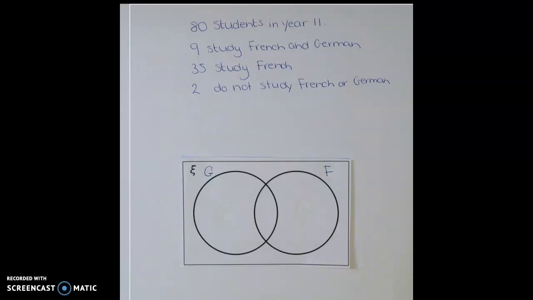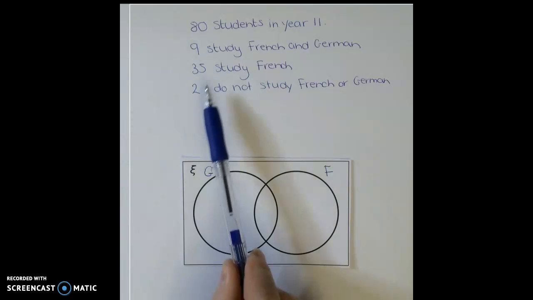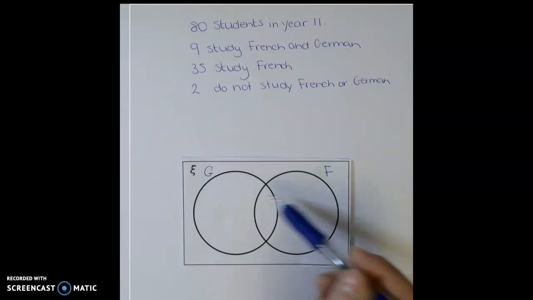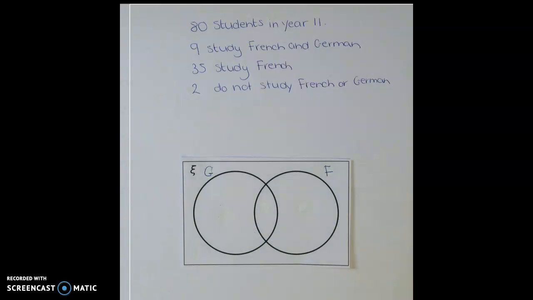So in this question, we know that we have 80 students who are in year 11, and we know how many studied French and German, how many just studied French, and how many didn't study either language. And what we want to know is how many students studied German. So what we need to do is populate our Venn diagram, and then we can work out how many students are left, and that is therefore how many students studied German.